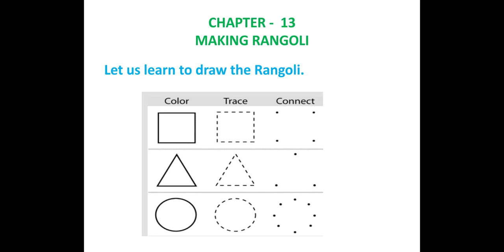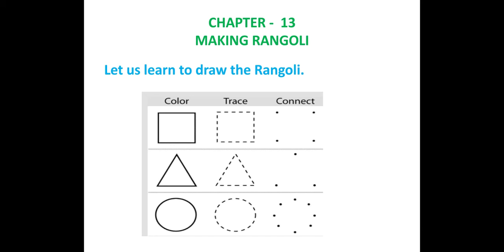Using trace we are able to draw the picture. Yes or no? So we can connect the dots and finally get the shape of a triangle. Then connect. What is meant by connect? Using three dots we have to connect the triangle. If we join these three dots we can get the triangle.